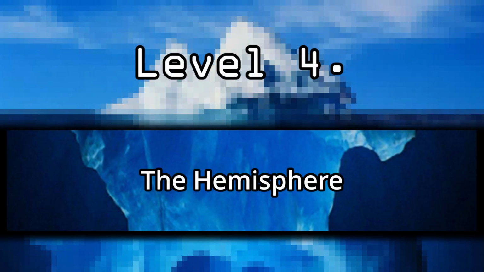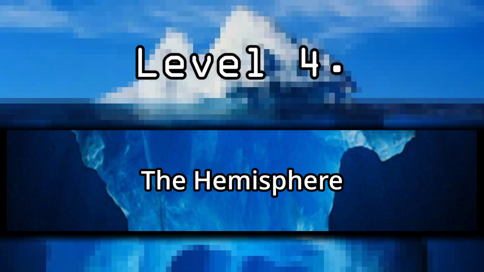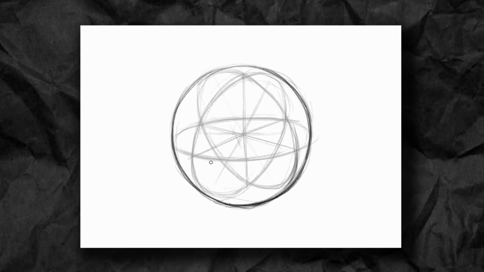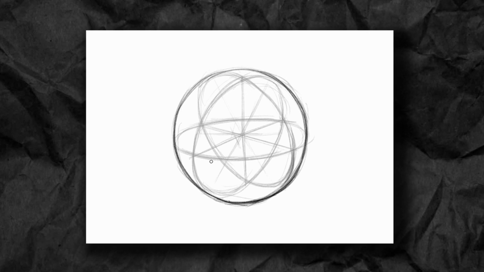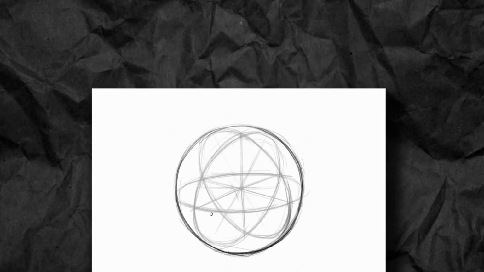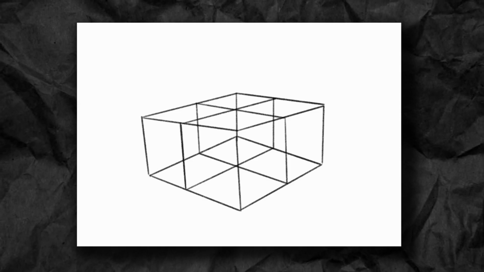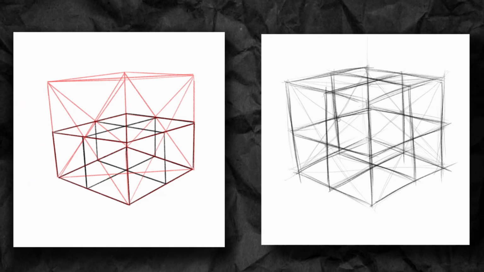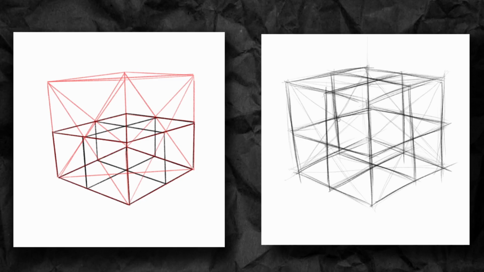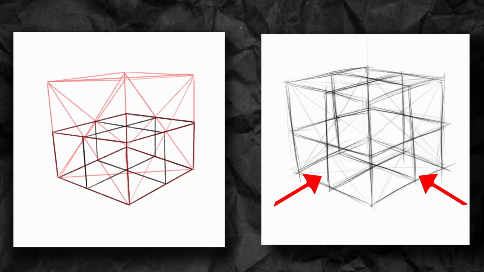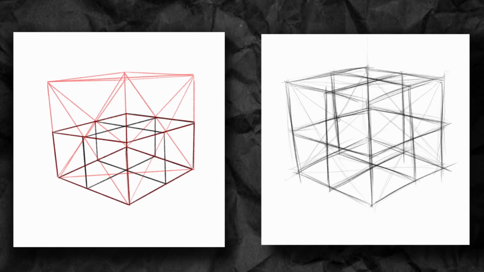A hemisphere, as the name suggests, is half of a sphere, and there are a couple ways to draw it. The first way would be to draw a whole sphere and erase half of it. And the second way is to draw 4 identical cubes next to each other. You may notice that these 4 cubes actually form half of a bigger cube, and the dividing lines between them are actually the same lines you would use when drawing a sphere.